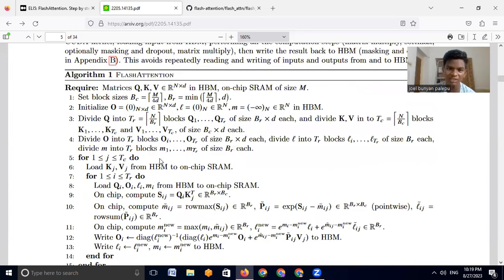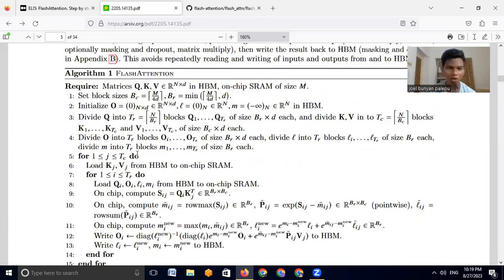So this is the pseudocode, like the one I wrote above for the standard transformer. We'll have Q, K, V vectors in HBM, right? And then we're going to create a bunch of blocks, and then we are going to have one O. O is going to be the output that is going to have all the Q, K, V vectors.